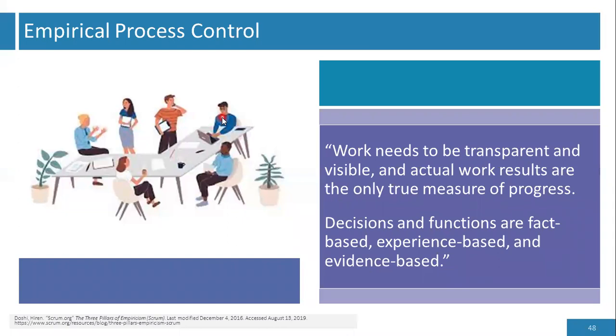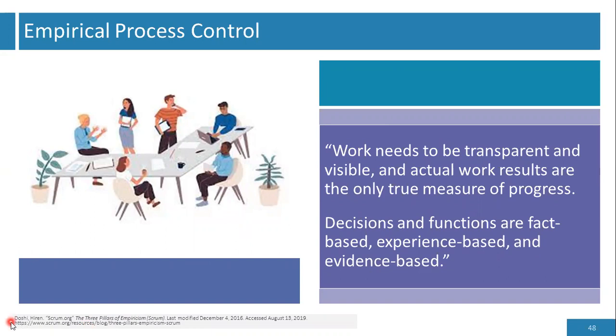Empirical process control. What that means is the work needs to be transparent and visible to everyone, to all the concerned stakeholders, that is. And the actual work results are the only true measure of progress. Decisions and functions are fact-based, experience-based, and evidence-based, not based on assumptions or hypotheses. Let us understand this more clearly by discussing the 3 pillars of Scrum, or the 3 pillars of empiricism.